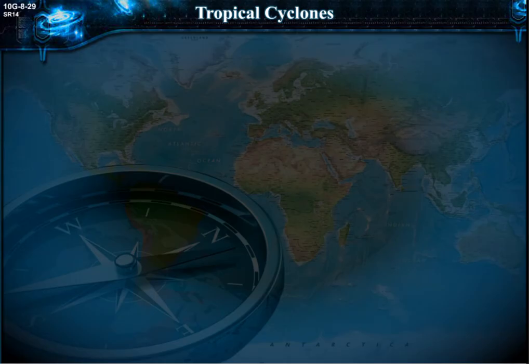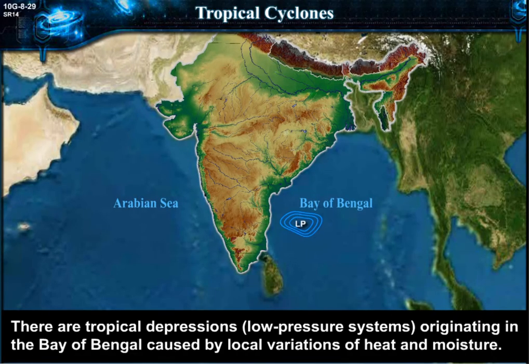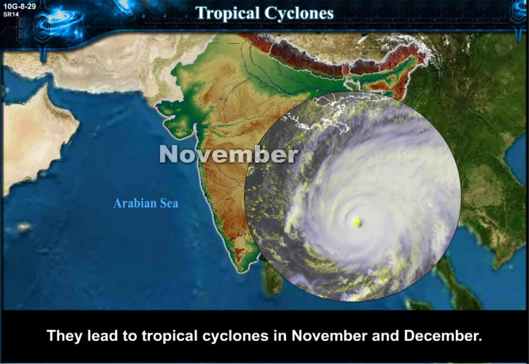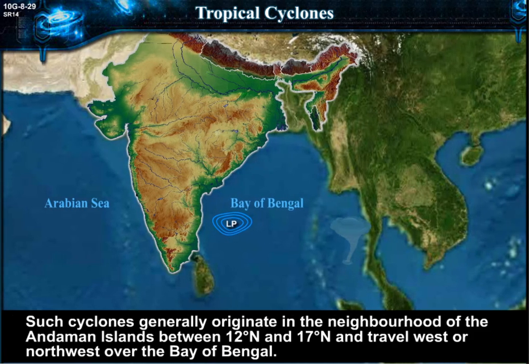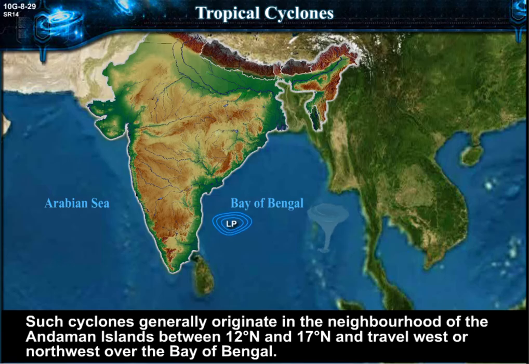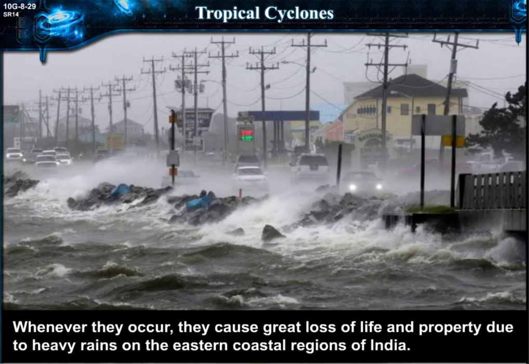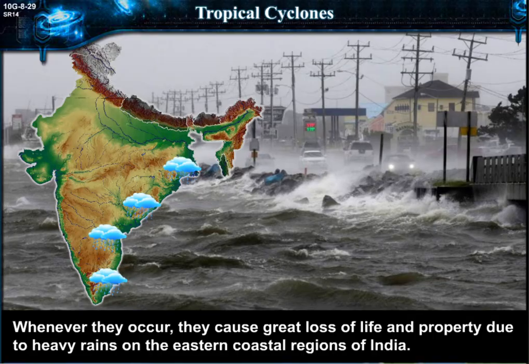Tropical cyclones. There are tropical depressions, that is low pressure systems, originating in the Bay of Bengal, caused by local variations of heat and moisture. They lead to tropical cyclones in November and December. Such cyclones generally originate in the neighborhood of the Andaman Islands between 12° north and 17° north and travel west or northwest over the Bay of Bengal. Whenever they occur, they cause great loss of life and property due to heavy rains on the eastern coastal regions of India.